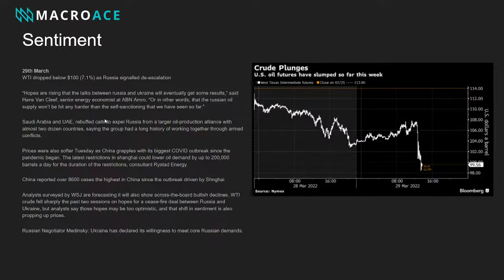Now, oil prices were also softer yesterday as China grappled with its biggest COVID outbreak since the pandemic began. You had China last night reporting over 8,600 cases, which is the highest in China since the outbreak in Wuhan a couple of years ago, mainly driven by Shanghai, which has around 6,000 cases.